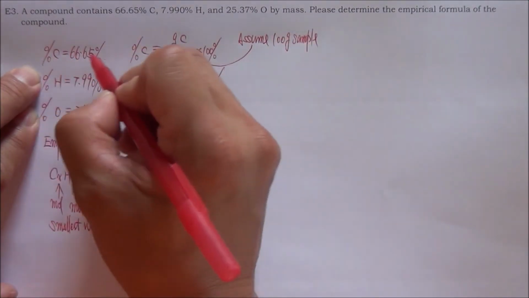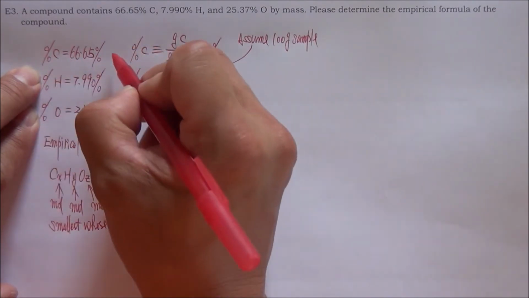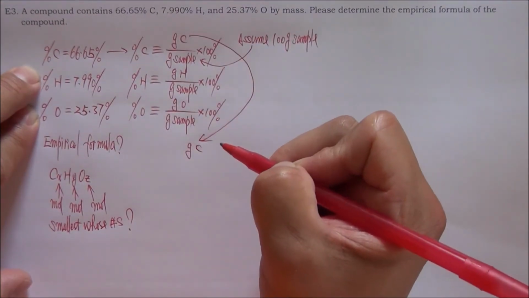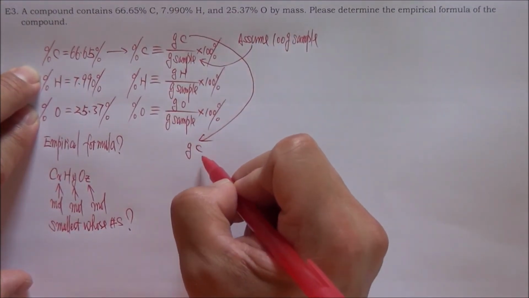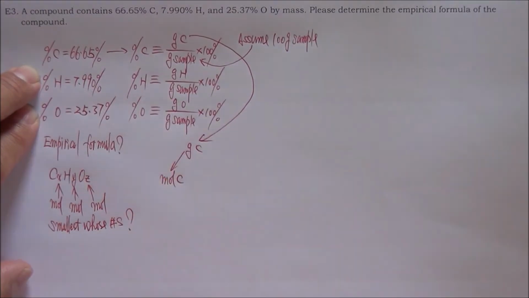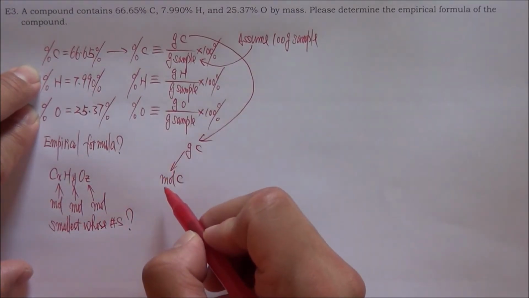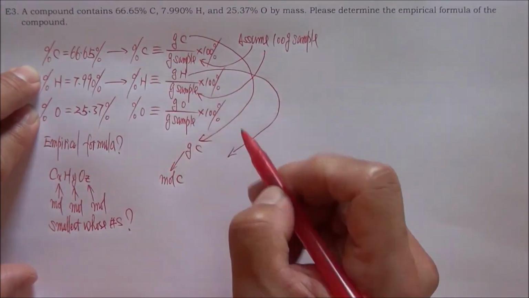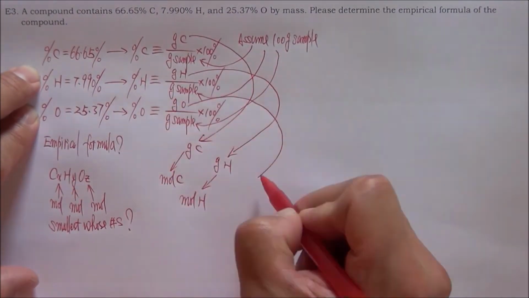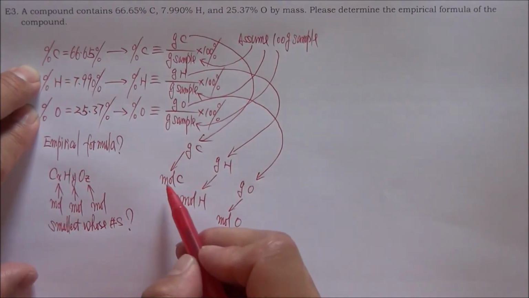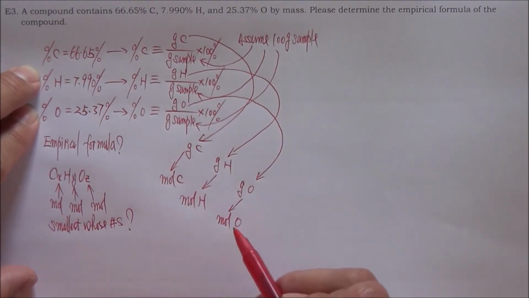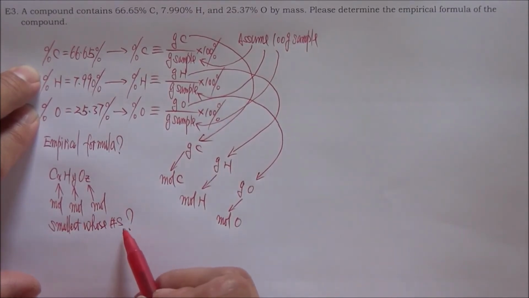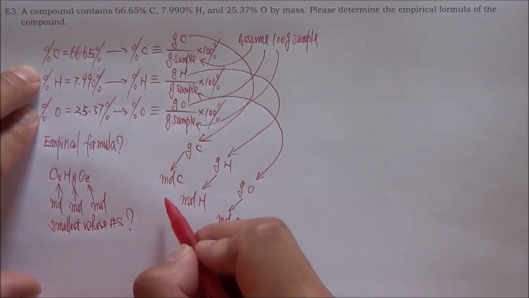Here, we are given the value of the percentage of mass of carbon. We can calculate the grams of carbon. As I just mentioned, we can convert grams of carbon to moles of carbon. Similarly, we can calculate moles of hydrogen and the moles of oxygen. As we calculate the moles of carbon, the moles of hydrogen, and the moles of oxygen, we can find the smallest whole number moles of each element.